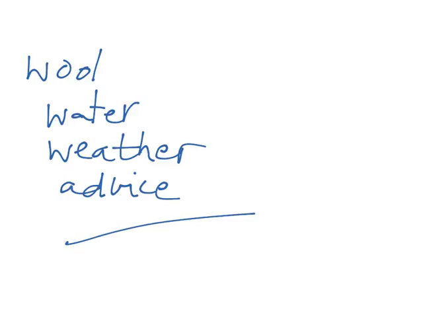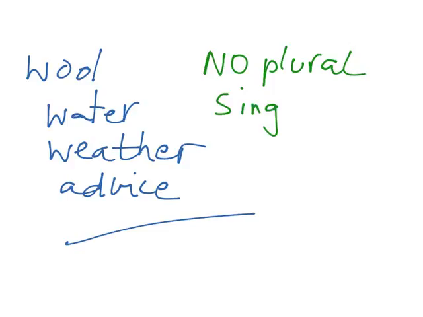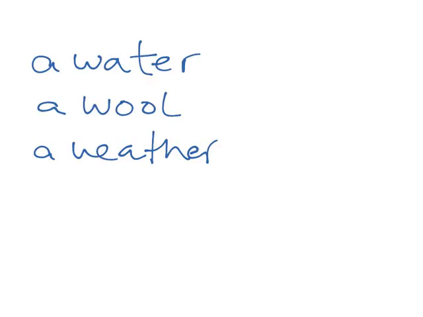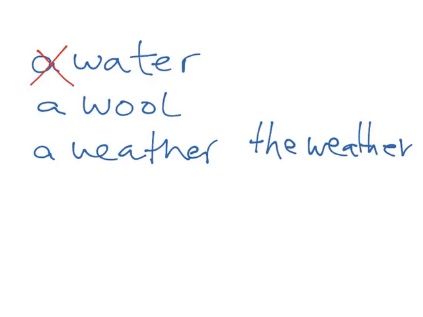Uncountable means that they have no plural, that they need a singular verb, and that they are not used with articles, okay? They are not used with articles. So you usually don't say a water, a wool, a weather. You can say the weather. In this case, yes, you can use a definite article. But usually, with uncountable nouns, you don't use the article.